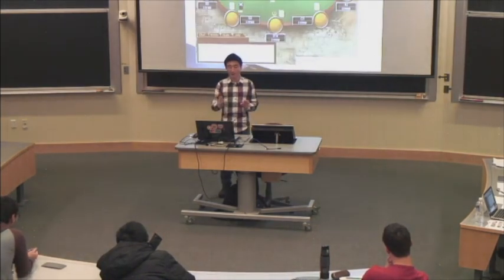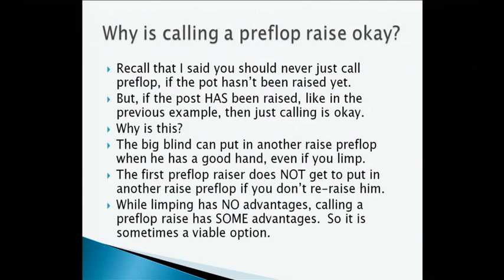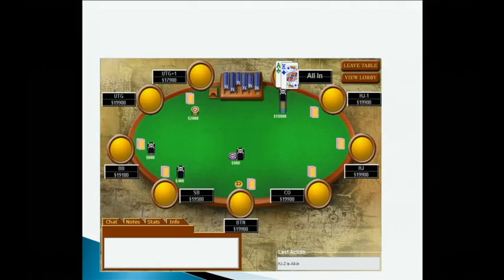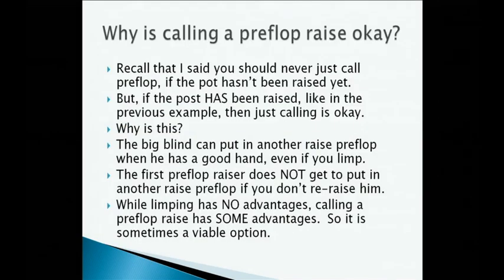Another thing I want to say is, why is calling a preflop raise okay? I said in the first class, if no one has entered the pot and you're just attacking the blinds, you always want to raise. You always want to raise to give yourself a chance to win the blinds for free. You don't want the blinds to be able to see the flop for free. But if someone has already raised, I think it's okay to call. A hand like ace-king is sort of too good, but if you had ace-jack suited or ace-queen suited, I think just calling is fine. So why is this?